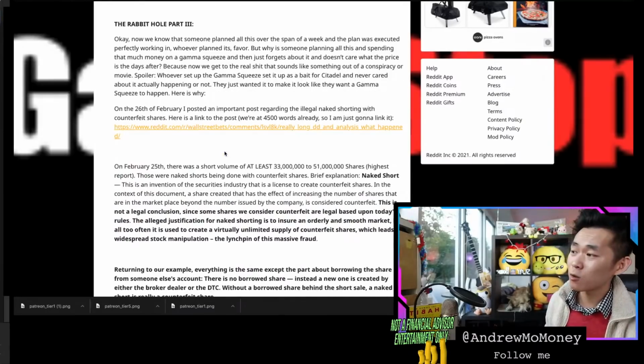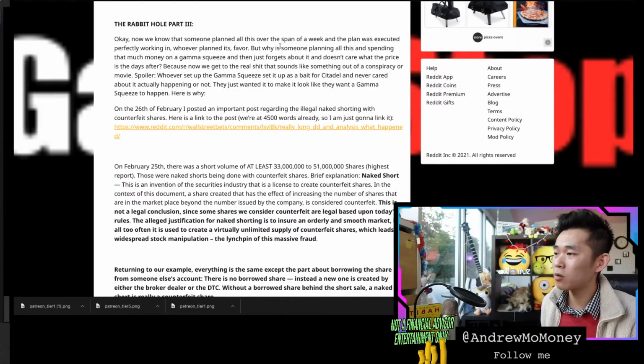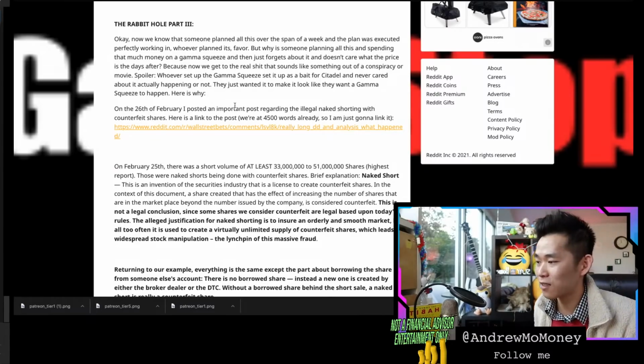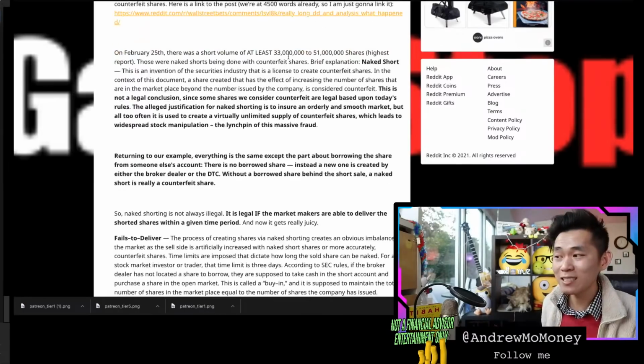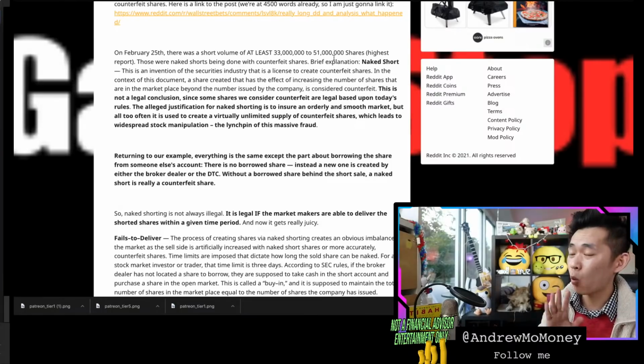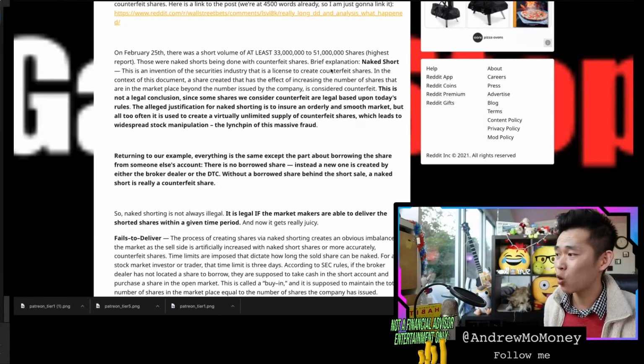So the rabbit hole part three. Now we know that everyone who planned this over the span of a week, the plan was executed perfectly. So on the 25th, there was a short volume of at least 33 million to 51 million shares. Now, I covered the explanation of what is a naked short. I covered the explanation of why these are called counterfeit shares, even though they are legal.